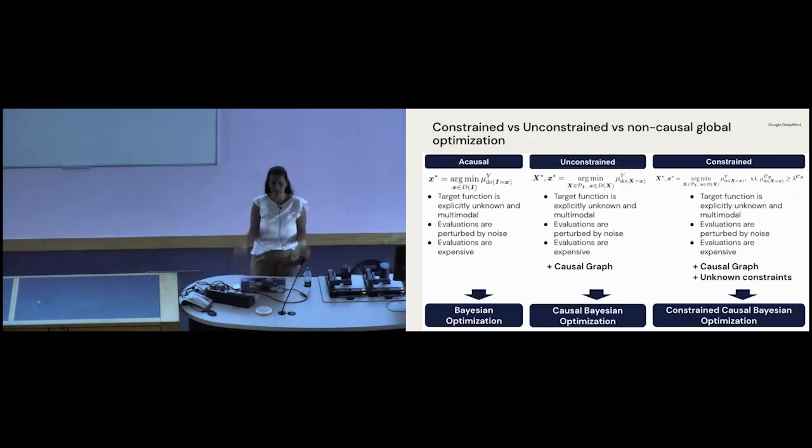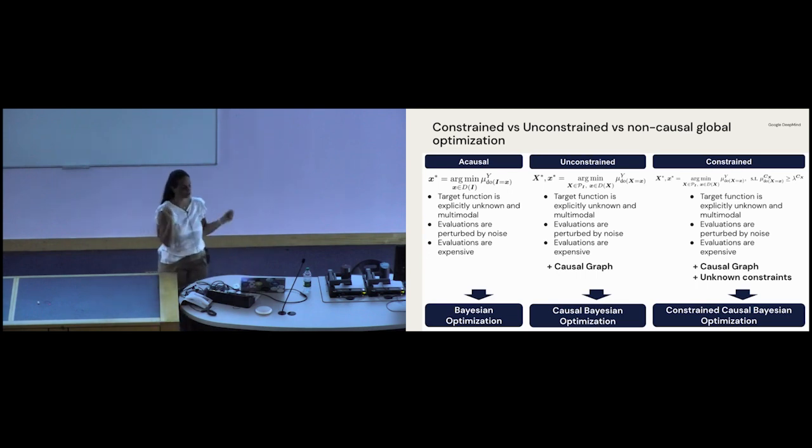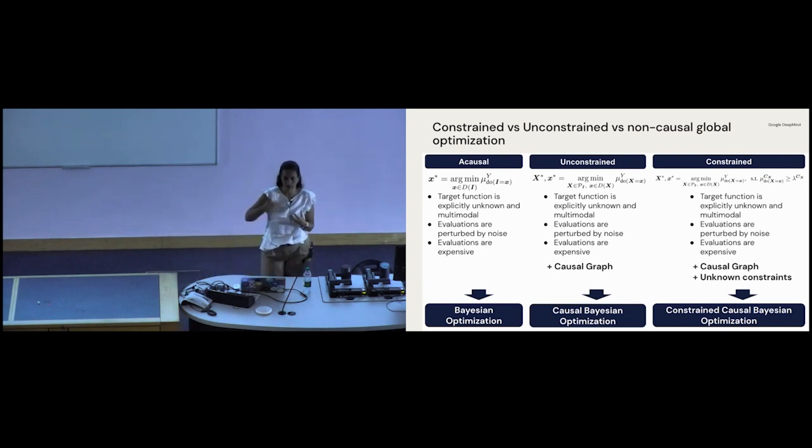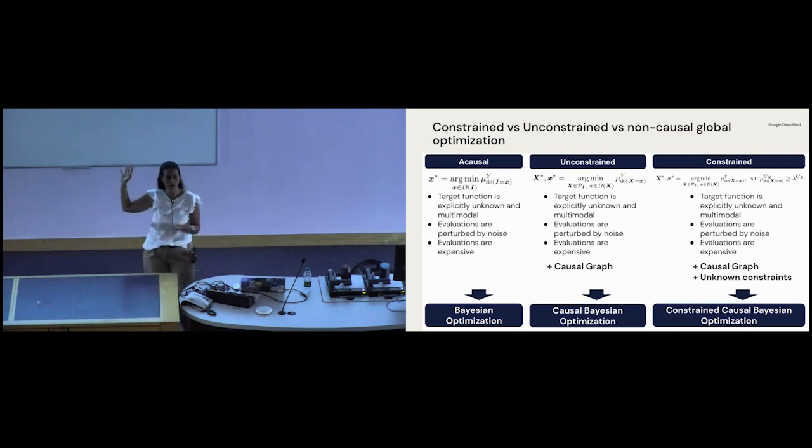Okay, so let's take a step back and rethink a bit what we are doing with non-causal optimization, causal optimization, and constrained causal optimization. We have exactly the same characteristics in terms of the function that we're trying to model, because the function is unknown, it's perturbed by noise, is expensive to evaluate, has a cost. And so we basically incorporate additional elements in this optimization problem. First it was the causal graph, now it is the causal graph and constraint, and we modified the Bayesian optimization to reflect this. That's all we're doing.